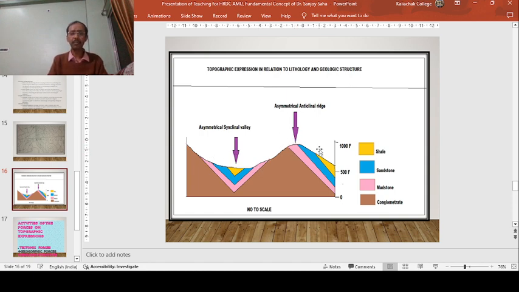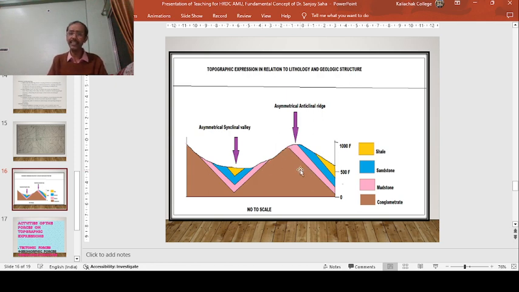So the outer portion is the relief and the internal formation is related with the geology. These landforms consist of sedimentary bedrock. So lithology is the sedimentary bedrock, and the structure is the folded structure. This is the synclinal structure. This is the anticlinal structure. If both limbs have a similar angle, it is a symmetrical syncline. If it is not a similar angle, this is an asymmetrical syncline.